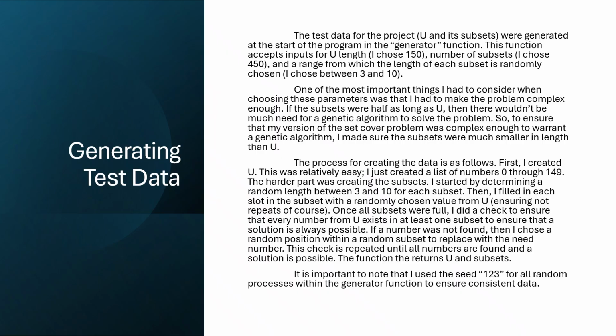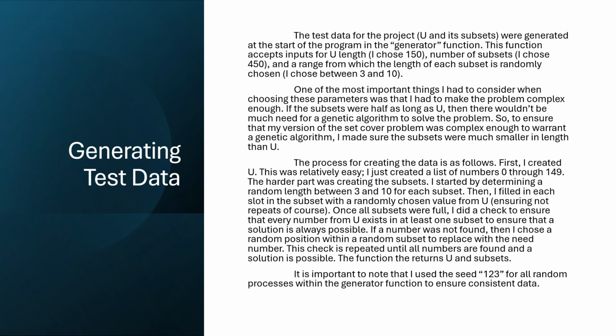One of the most important things I had to consider when choosing these parameters was that I had to make sure the problem was complex enough. If the subsets were half as long as U, then there wouldn't be much need for a genetic algorithm to solve the problem. So to ensure that my version of the set cover problem was complex enough to warrant a genetic algorithm, I made sure the subsets were much smaller in length than U.